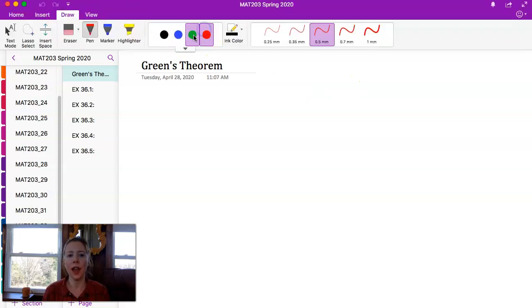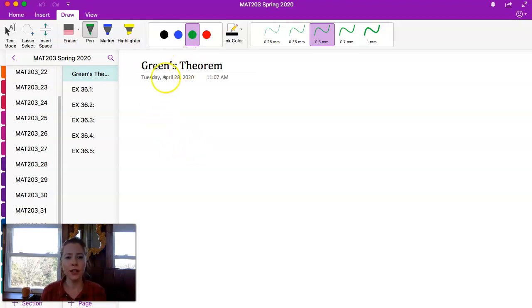So recall last class when we were testing for path dependence and whether or not a certain vector field was a gradient vector field, in other words, conservative. In order to do that, we took the partial derivative of our x component of the field with respect to y and the partial derivative of our y component of the field with respect to x. If the two were equal, then we had a gradient field, meaning it has a potential function and it's conservative. So now let's take a look at Green's theorem.